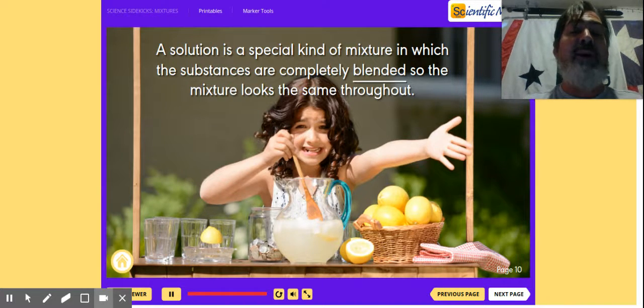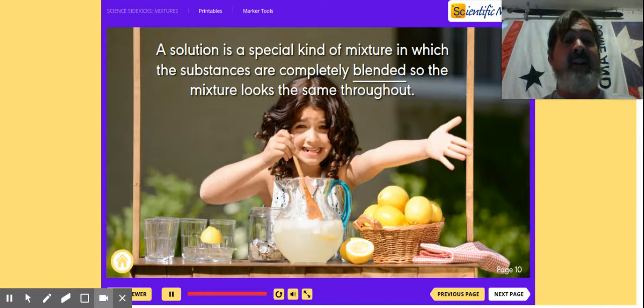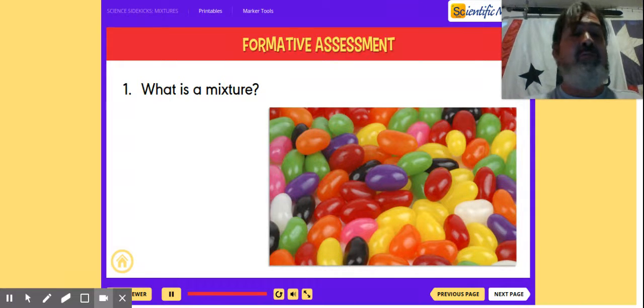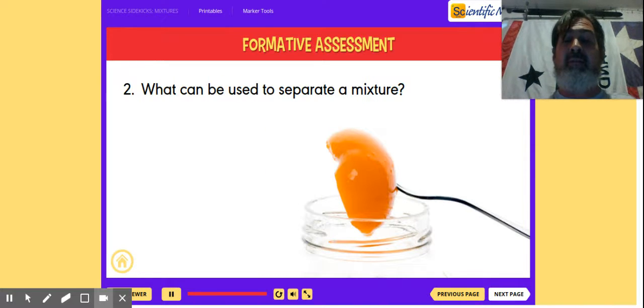A solution is a special kind of mixture in which substances are completely blended so the mixture looks the same throughout. So we've talked about in a solution, there is something that's dissolved in it. It could be salt being dissolved into water or sugar being dissolved into water. Remember, a mixture, you're just putting things together that can easily be separated. That's all a mixture is.